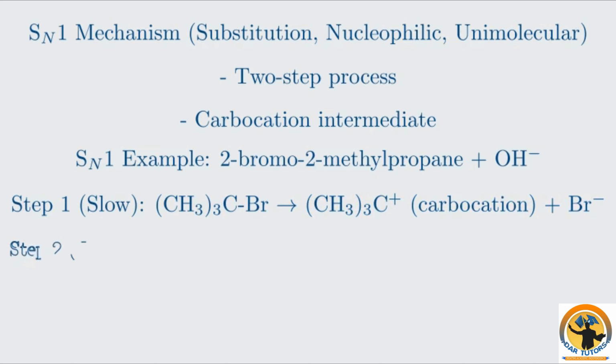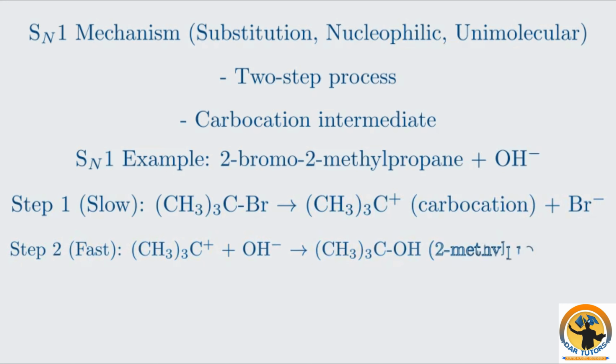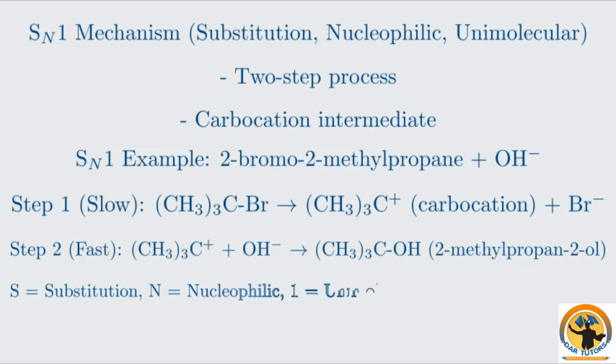In the second step, the carbocation, which is a powerful electrophile due to its empty p orbital, is rapidly attacked by a nearby nucleophile, such as the hydroxide ion. This fast step completes the substitution. The name SN1 indicates it's a substitution reaction. It's nucleophilic, and the rate-determining step is unimolecular, meaning it only involves one molecule, the halogenoalkane.